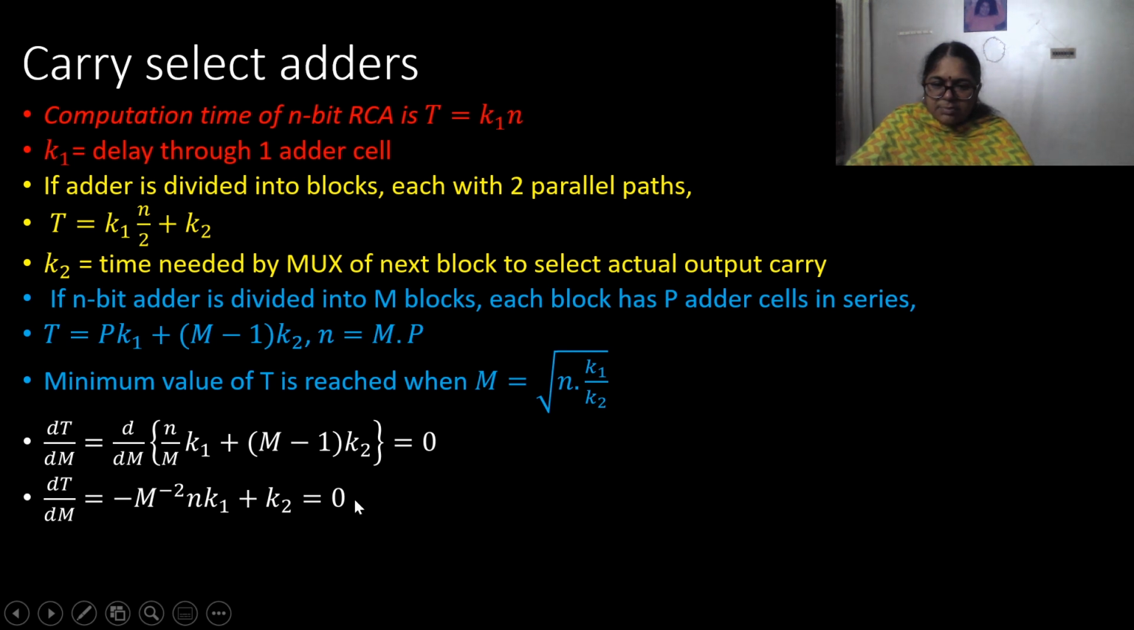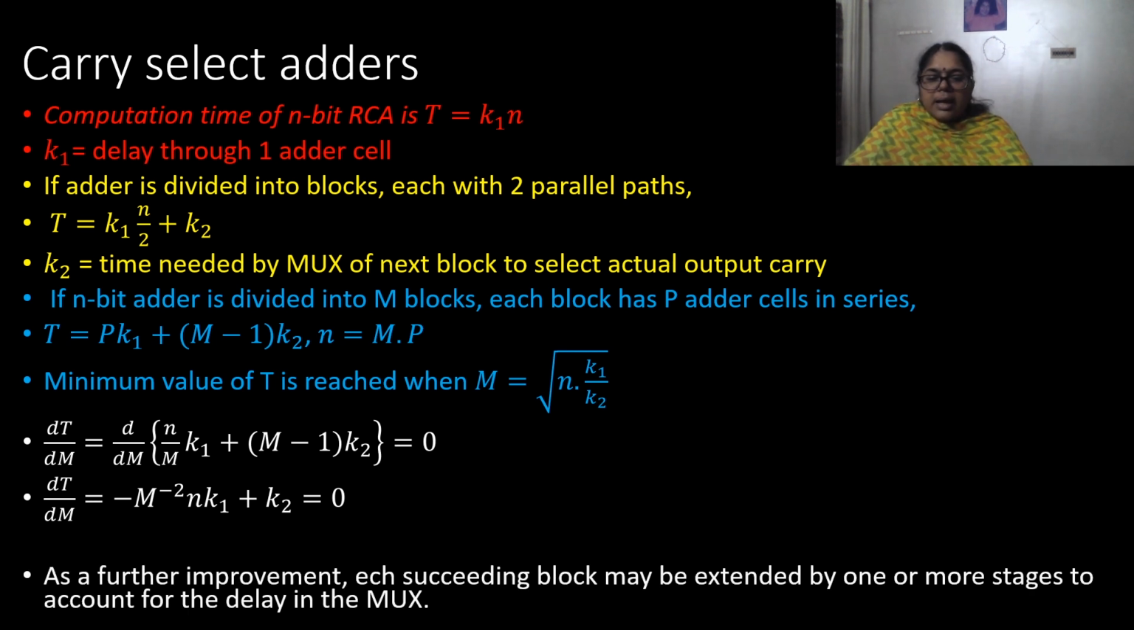When I bring this term to the other side, finally we get m is equal to the square root of n k1 by k2. This is the value of m for which the minimum computation time can be obtained. As a further improvement, each succeeding block may be extended by one or more stages to account for the delay in the multiplexer.